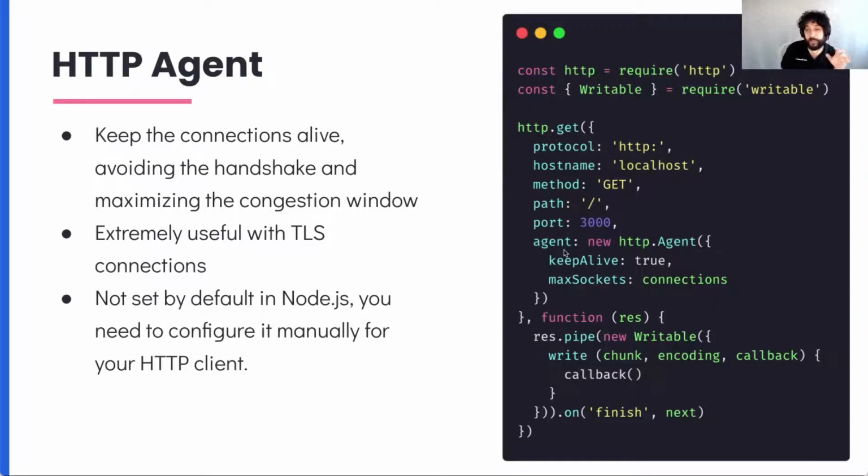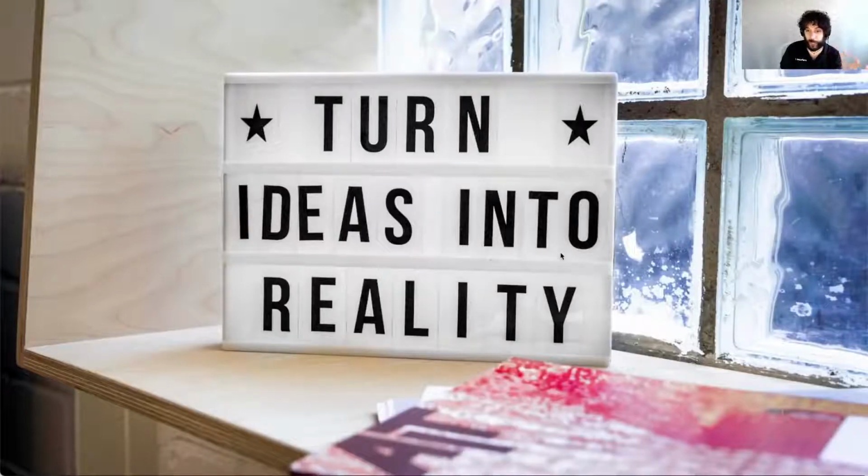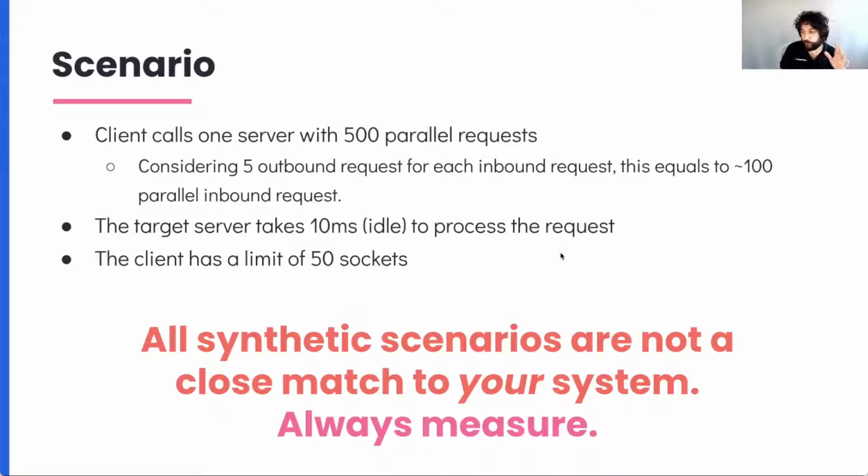Now, let's turn the idea into reality. One of the scenarios that I'm going to test involves doing 500 parallel requests to one server, which in turn does another five requests to other microservices. So essentially, it's a lot of requests.